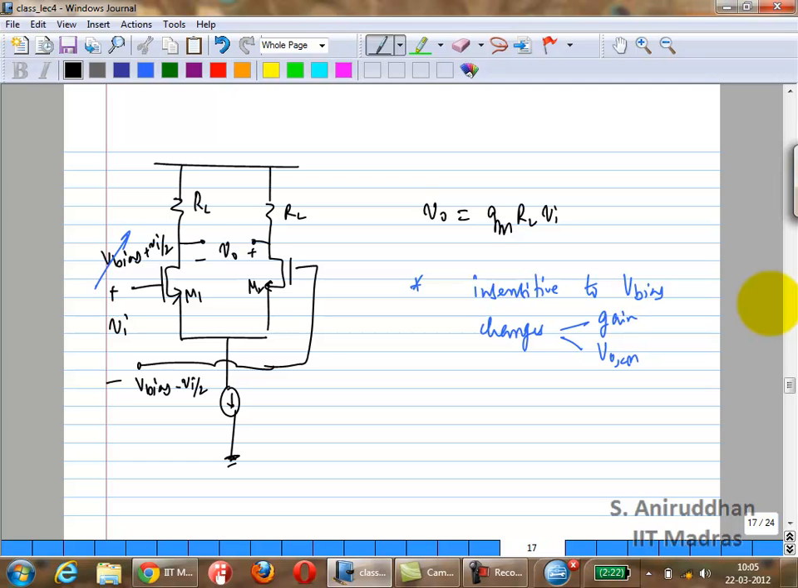The comparison could probably come when you have mismatches. In the presence of mismatches, what would the common mode gain be? What would the differential mode gain be? This one would always be much better than the other case, right?